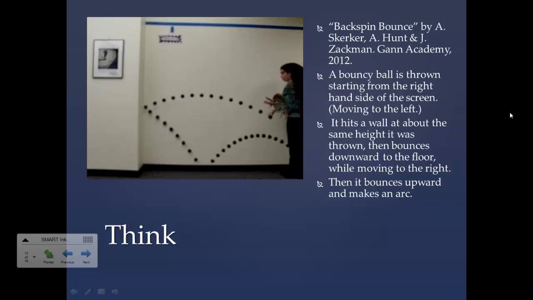This picture is called backspin bounce. A bouncy ball is thrown starting from the right-hand side of the screen, moving to the left. It hits a wall at about the same height as it was thrown, and then it bounces downward to the floor while moving to the right. Then it bounces upward and makes an arc.